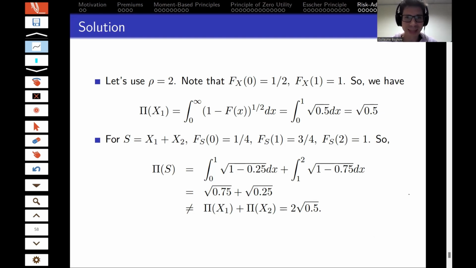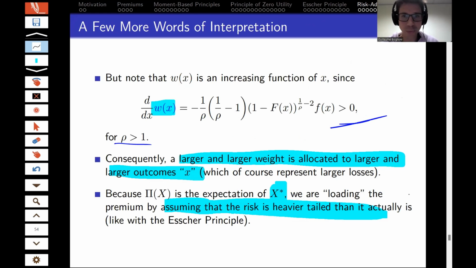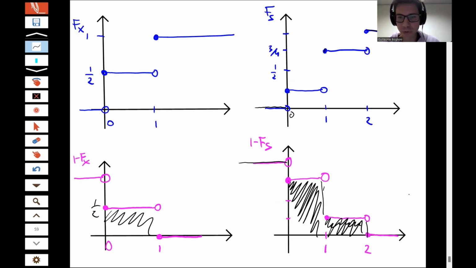So basically, we get maybe slightly unsatisfying final words, which is that none of those principles satisfy all 5 axioms aside from the pure premium. But we also said that the pure premium is not tenable in practice because you don't have any safety. And yes, that's one of the slides.